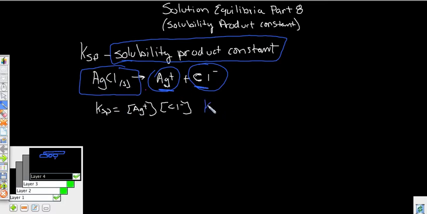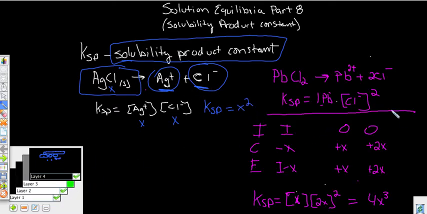So in this case, if we were going to get our KSP down to a value of x, say I wanted to solve for the amount of silver ions, or the moles of AgCl that dissolve, that's going to be a value of x. And this is going to be a value of x. So KSP equals x squared for this one.